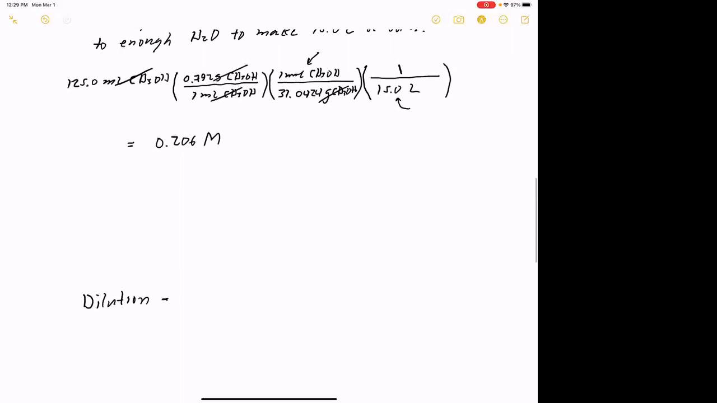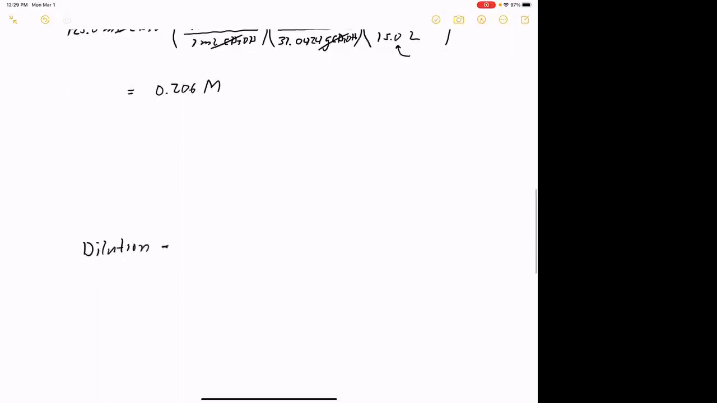So for dilution, again, what we're trying to do here is we're trying to use a stock solution. And a stock solution, by definition, has a known concentration, we'll say known molarity, to make a new volume of a less concentrated solution of the same solute.